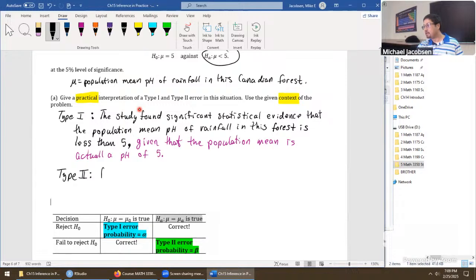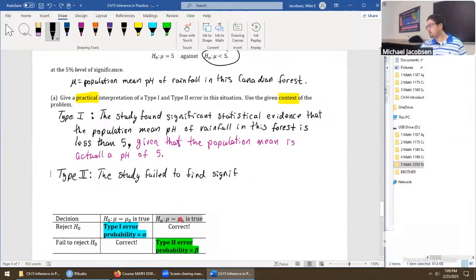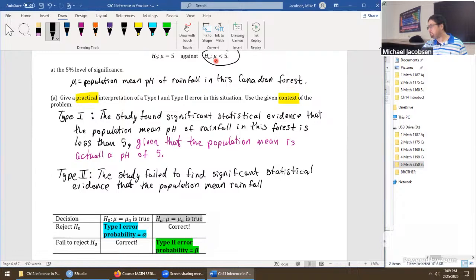So let's read out. The study failed to find significant statistical evidence that, come back up here and just read it out again, the population mean rainfall is less than a pH of 5. Okay, so that's just this part.